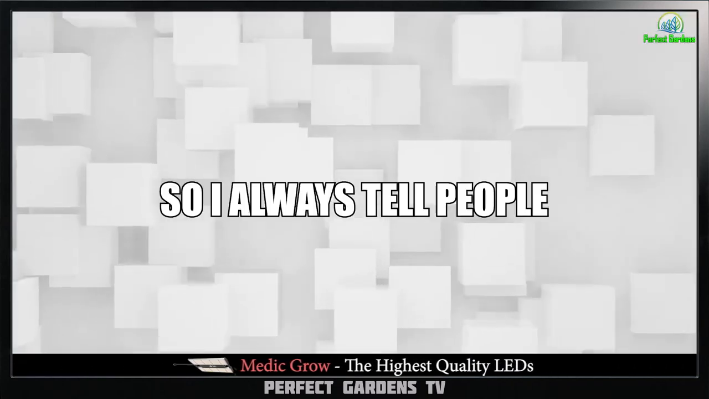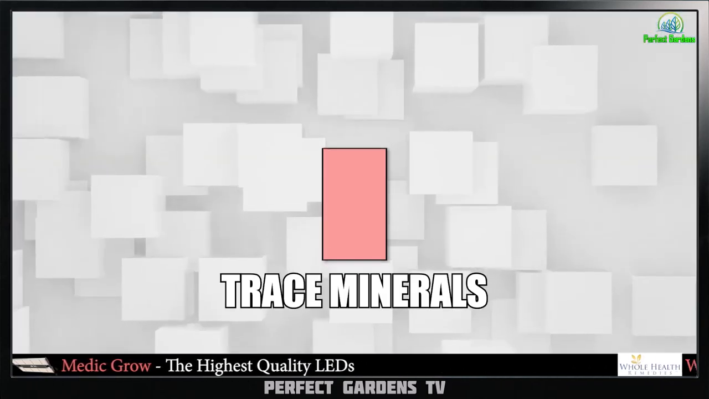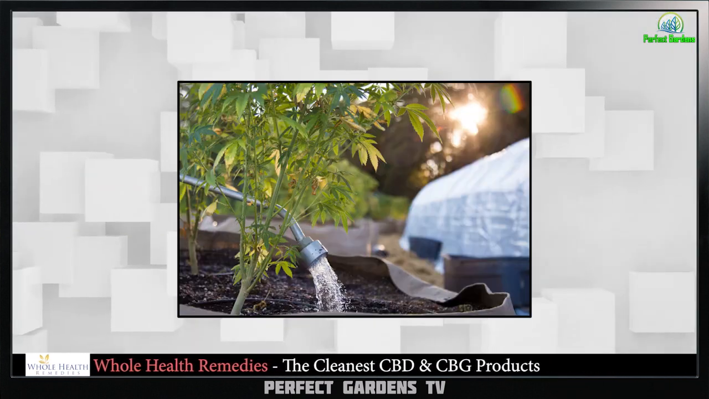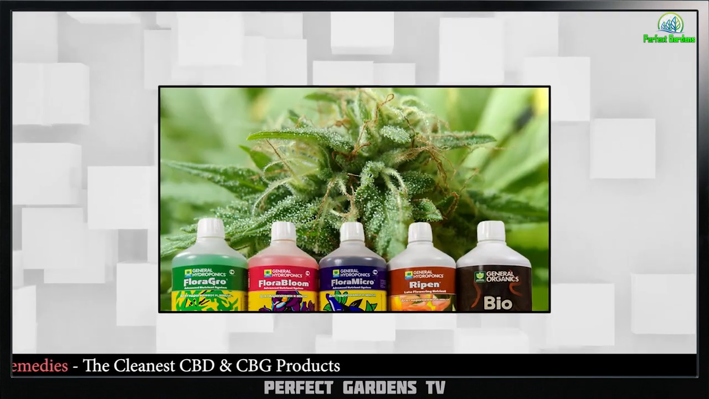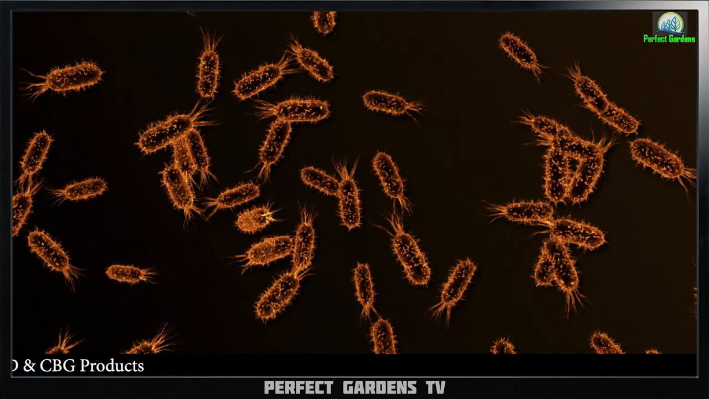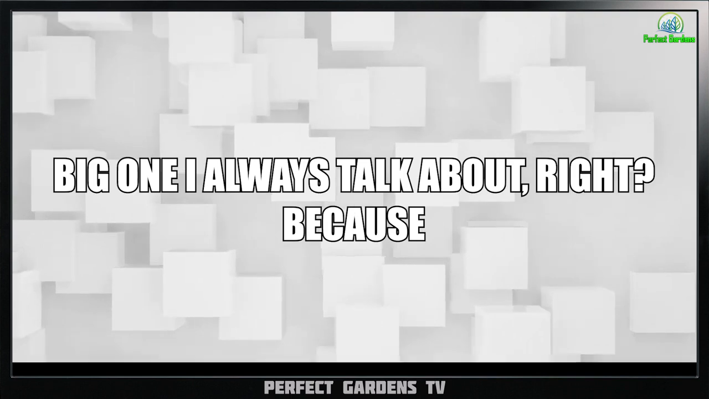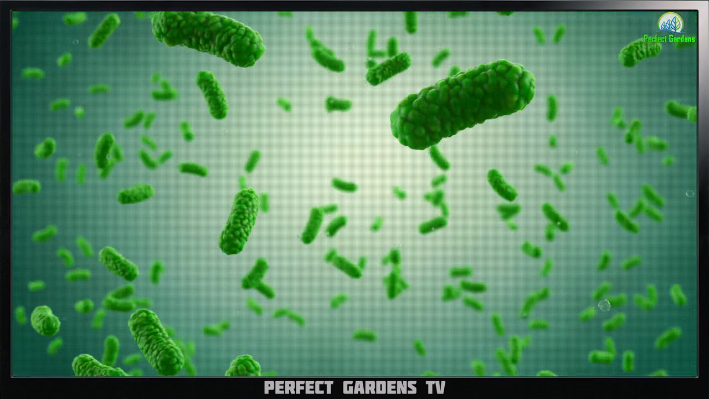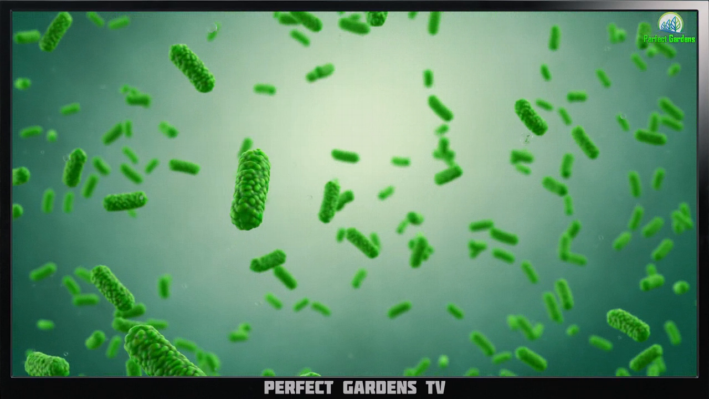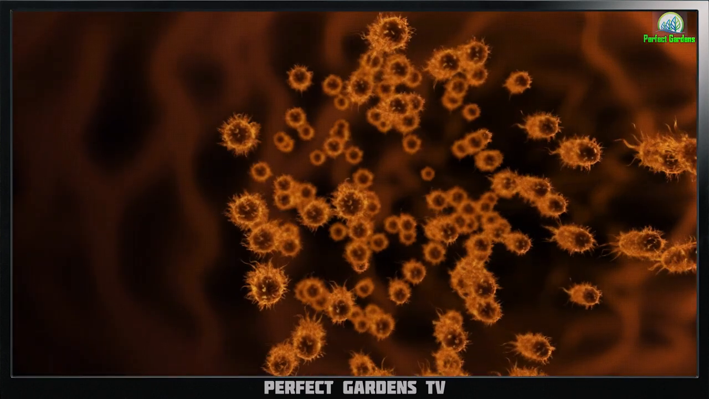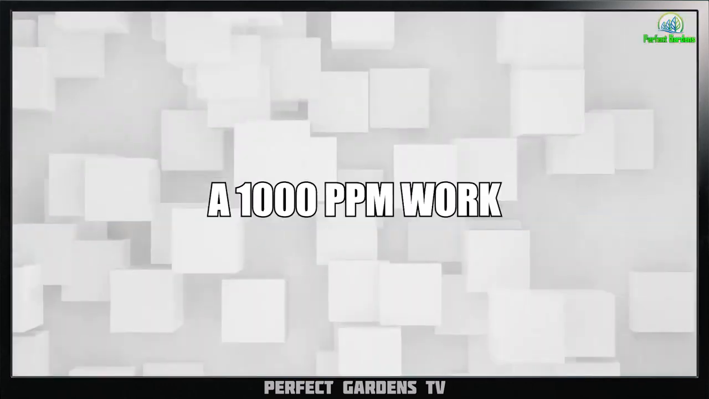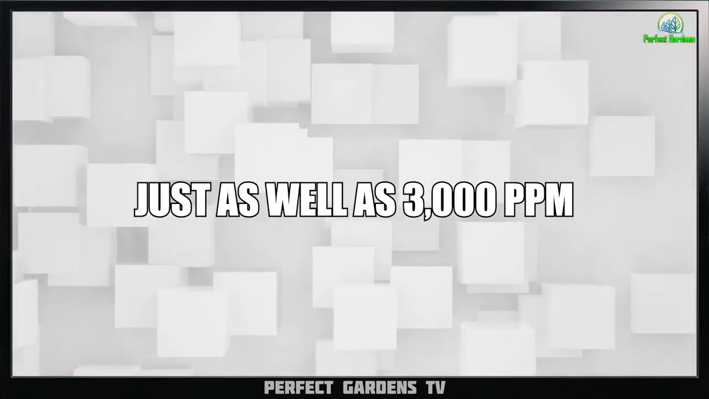So I always tell people, remove the toxins, increase the trace minerals. After you do that, then go over and start to mess with your light, mess with the frequency of your watering, mess with the parts per million of your fertilizer, play around with your soil biology, because remember, that's also a big one I always talk about, right? Because bacteria, you have billions of bacteria doing a job for you. So what's better, right? Increasing the parts per million of one thing, or increasing your workforce in your organization to make 1,000 parts per million work just as well as 3,000 parts per million.